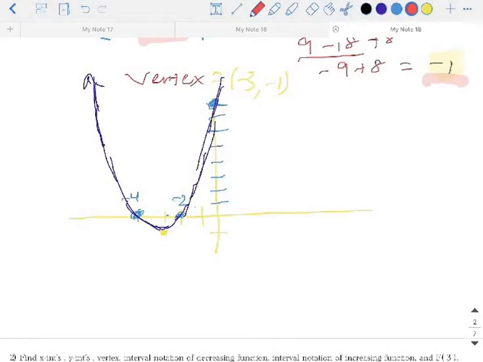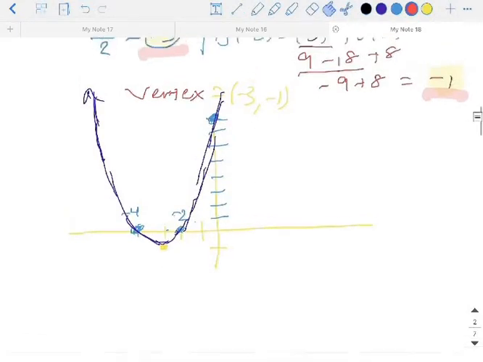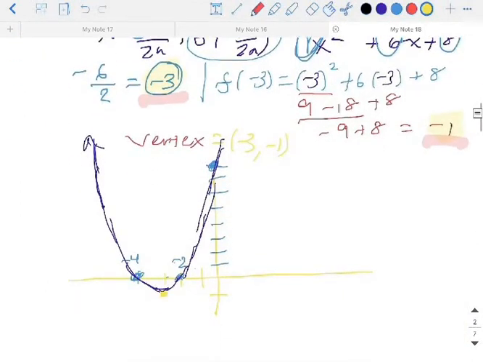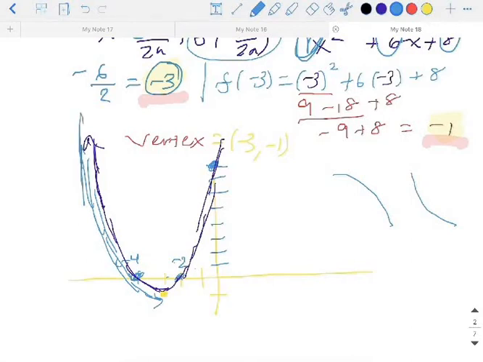Other pieces of information about the parabola state that we need to find the increasing and decreasing parts of the function. First, we will denote the interval notation of the decreasing function. So let's find out when the function is decreasing. A function decreases when it's going down either in this manner or in this manner. In this parabola, we can see that the function is going down at this section until it reaches the lowest point. So it starts to go down, down, down, up to this point.